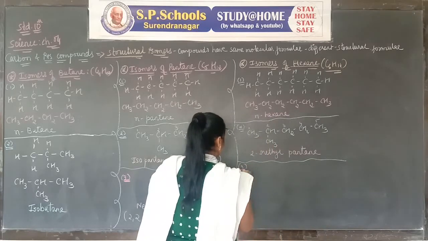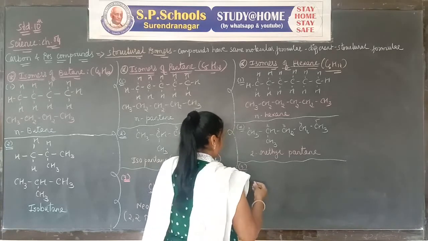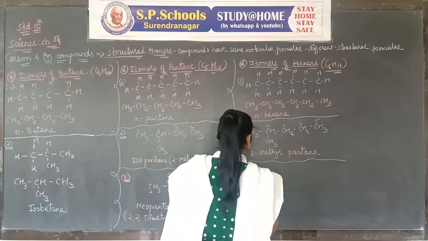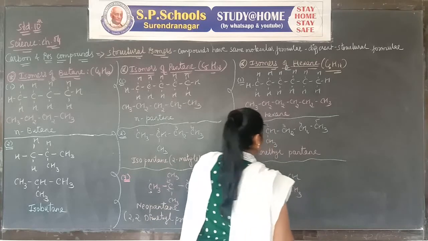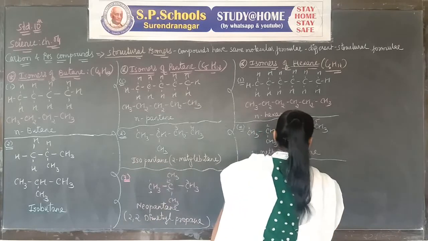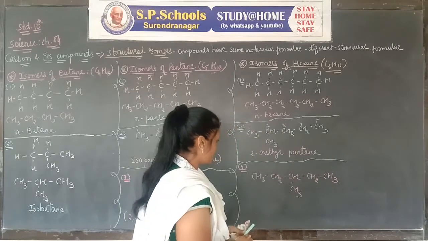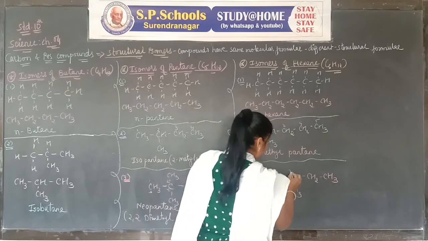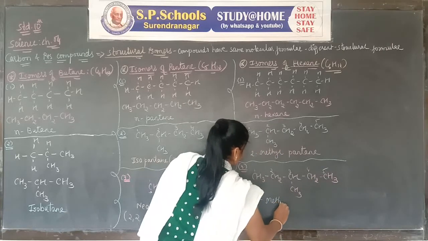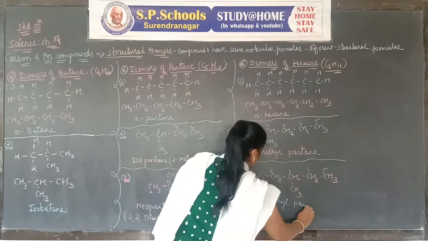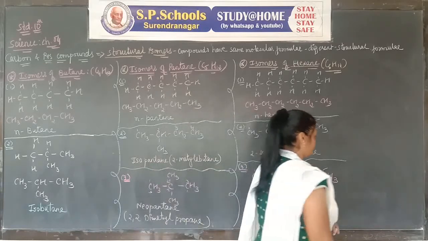In case of third, if the methyl group is present on the third carbon, we write CH3, CH2, CH3. In the third carbon, 1, 2, 3, 4, 5. In case of the third carbon, we call it 3-methyl pentane.